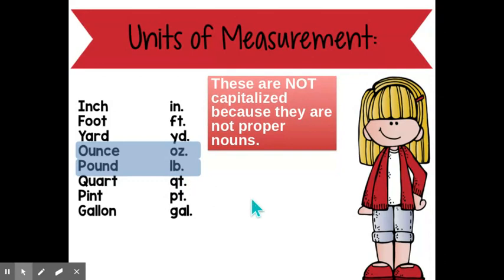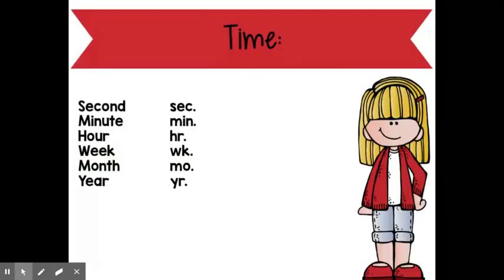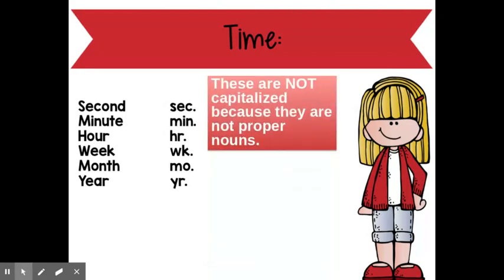All right? Let's also talk about abbreviations that refer to time. These guys are pretty easy and pretty common sense also. Second, minute, hour, week, month, and year. Okay? Keep in mind that all of these have a period at the end of them. And notice that they do not have a capital because, again, none of these are proper nouns.